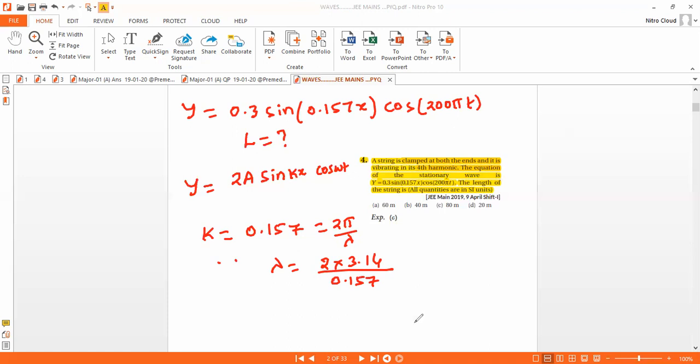Okay, so what is this value? 0.157. How can we write? One minute.